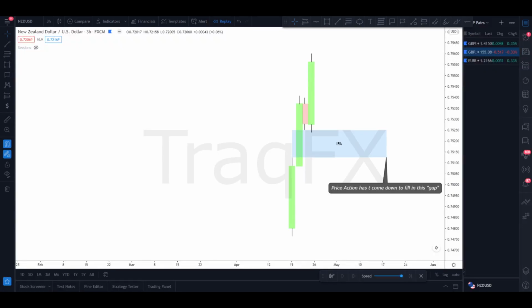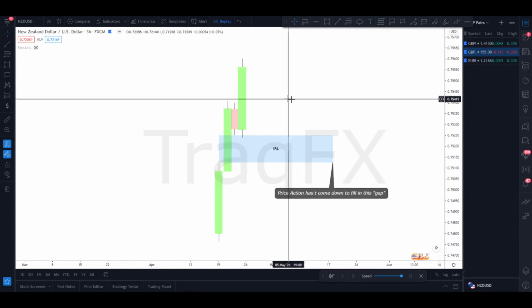This is going to be the first lesson in stage B, which is IPA, also known as imbalance or insufficient price action. So let's get straight into this. I don't want to talk too much. Let's keep this as short and effective as possible.